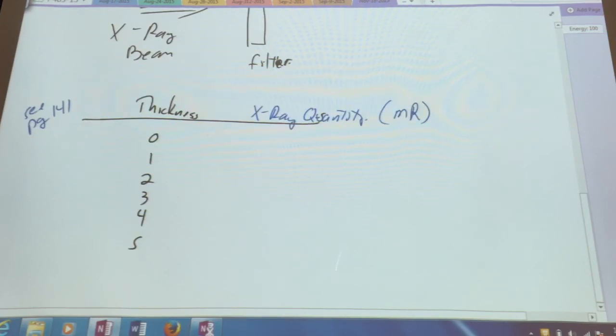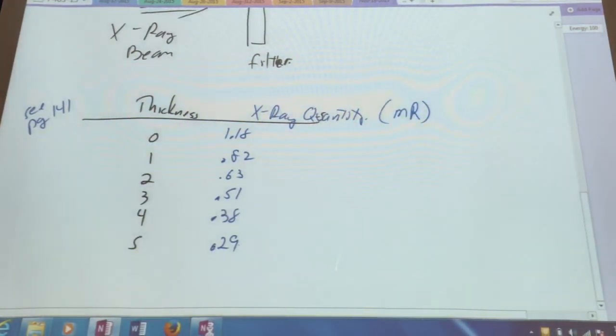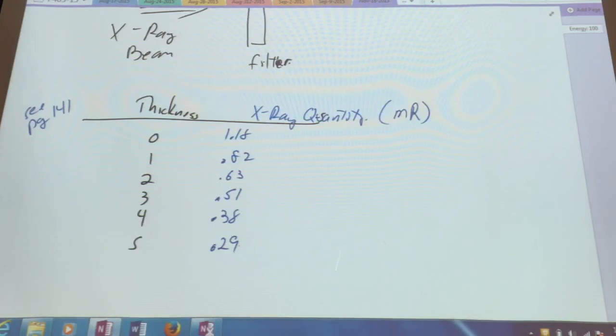This is 1.18, 2, 6.3, 0.29. So as you can see, the game here is that the more thickness, the more aluminum, the more millimeters of aluminum that you put in front of the beam, your X-ray quantity goes down.